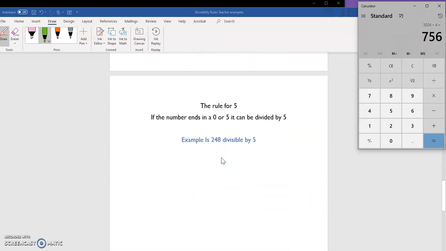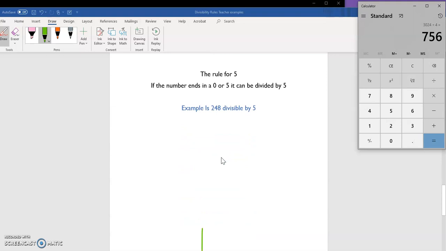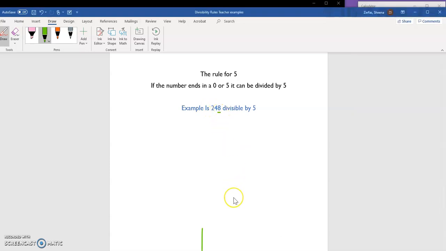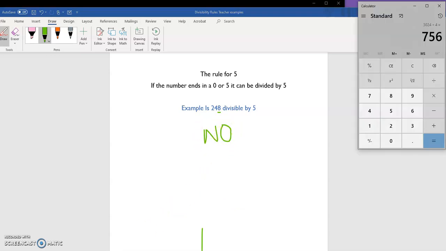The rule for 5 is pretty straightforward. All we need to do is look at the last number, and if it's a 0 or 5, it can be divided by 5. So, is 248 divisible by 5? Again, I can ignore the 2 and the 4, and look at the 8. 8 is obviously not a 0 or 5, so no, this is not evenly divisible by 5. Checking my answer, 248 divided by 5 gives me a decimal, so that agrees, it is not evenly divisible by 5.